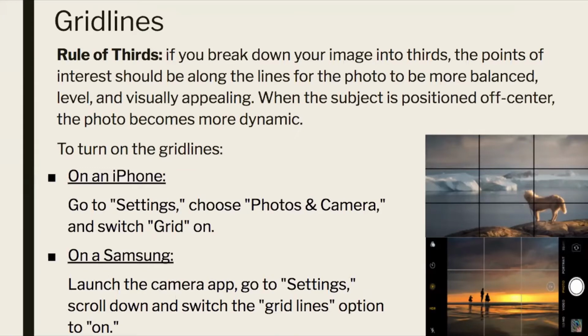On iPhone, you can find grid line settings in your settings. You look up camera or photos and camera, and there should be a switch labeled grid. And then on a Samsung, you can launch your camera app, go on to settings, scroll down, and there should be an option to turn on grid lines.